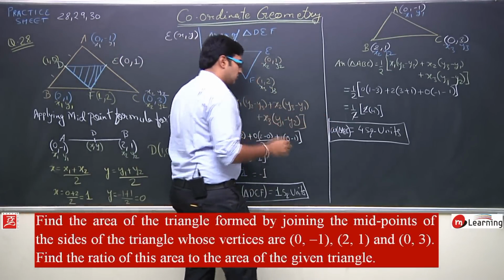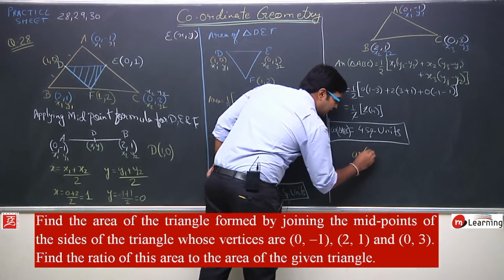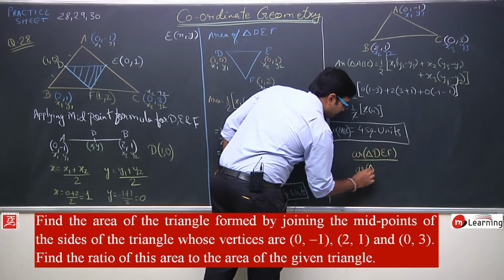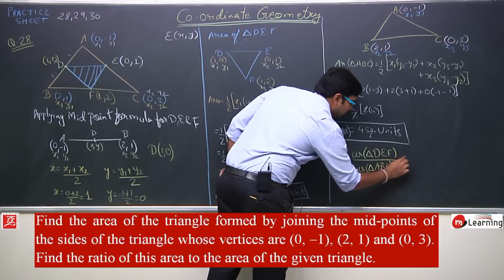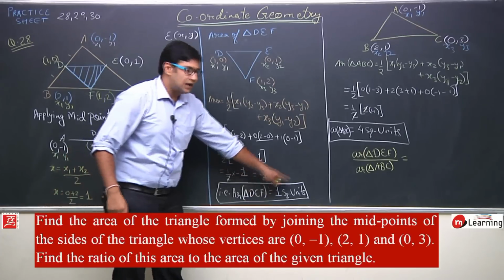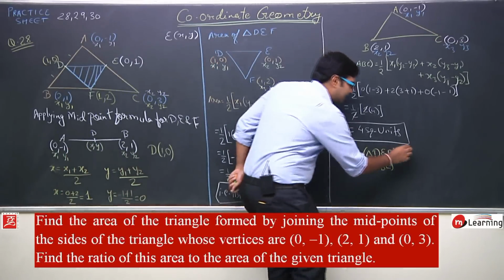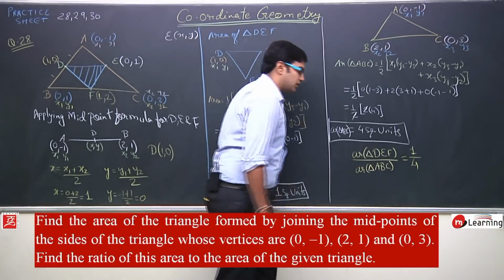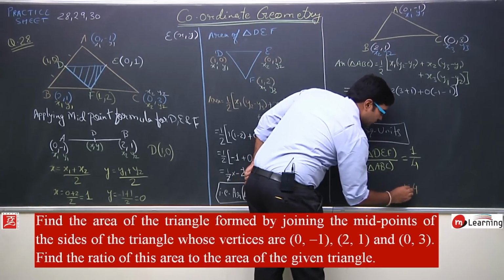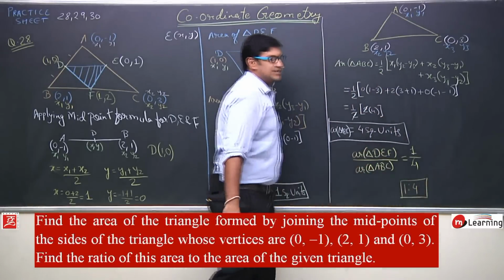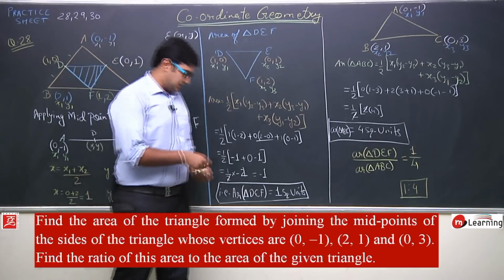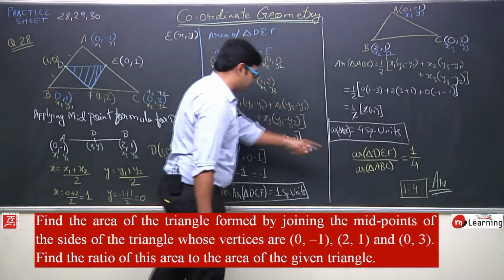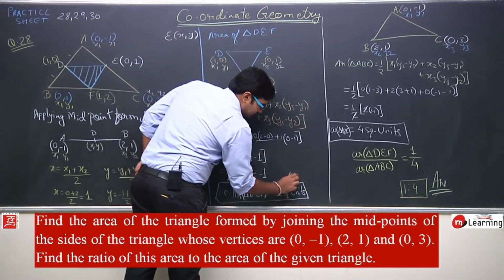So how to calculate the ratio? We will simply divide area of triangle DEF by area of triangle ABC, and you can see DEF is 1 square unit and ABC is 4 square units. So here I can write it is 1 upon 4. So the ratio of these two areas is what? The ratio is 1:4. Okay, ratio is 1:4, and this is the answer. This is the second answer, and this was the first answer.